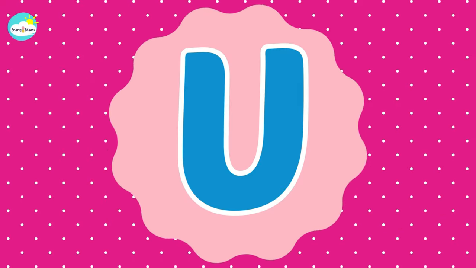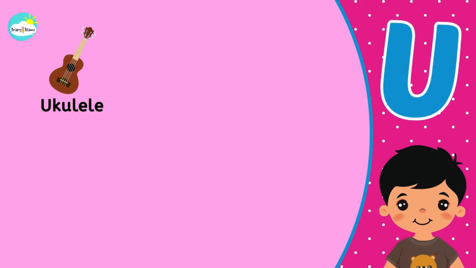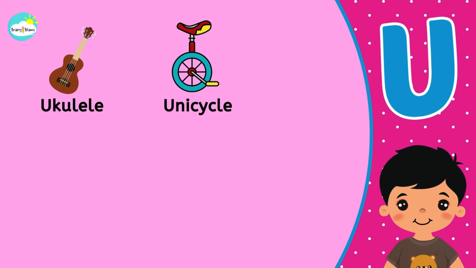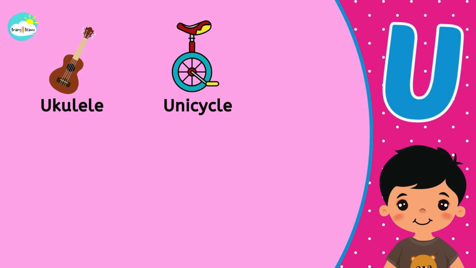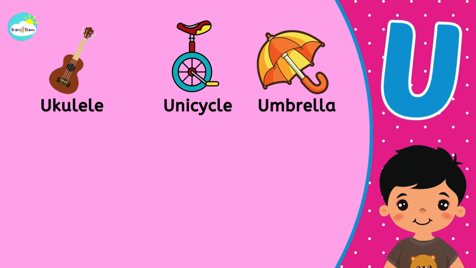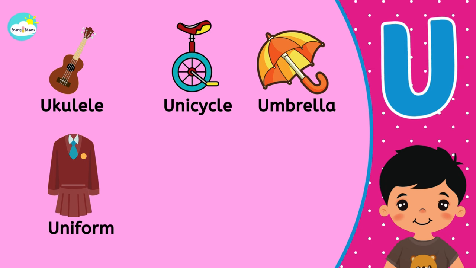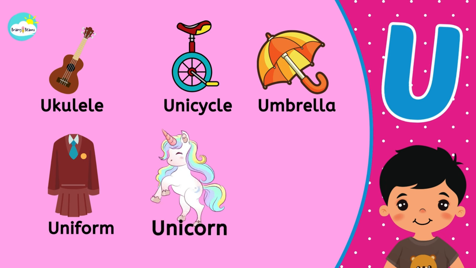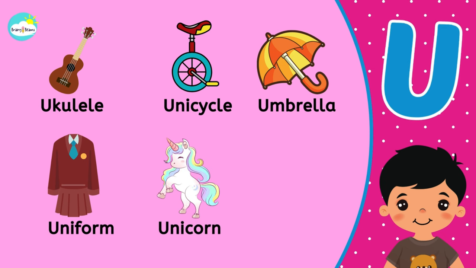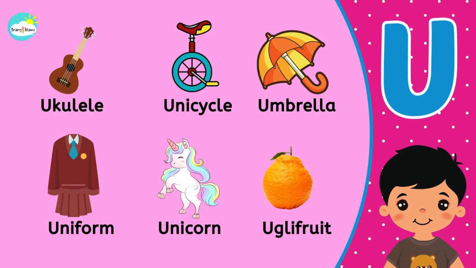U. U is for ukulele. U is for unicycle. U is for umbrella. U is for uniform. U is for unicorn. U is for ugly fruit.